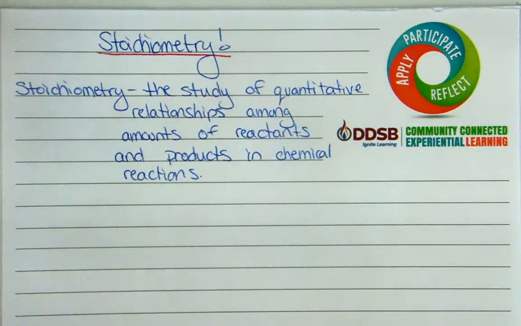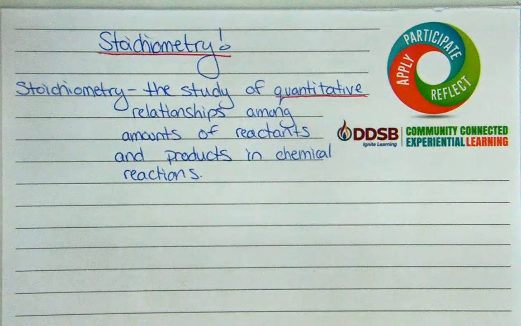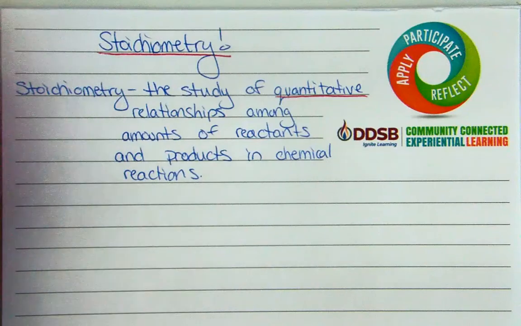Today we're actually going to start stoichiometry, and this is going to continue for the rest of our course, whether we're online or in person, and it's a significant part that you need to know for grade 12 as well. So what is stoichiometry? It is the study of quantitative, so the actual amounts, the values, so it's the relationships among amounts of reactants and products in chemical reactions.